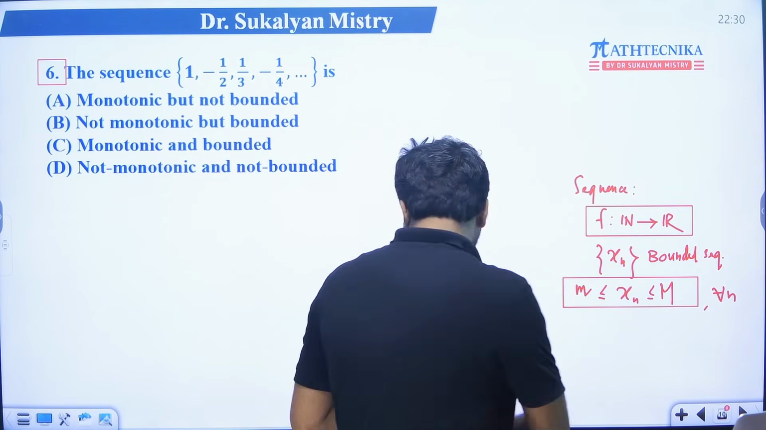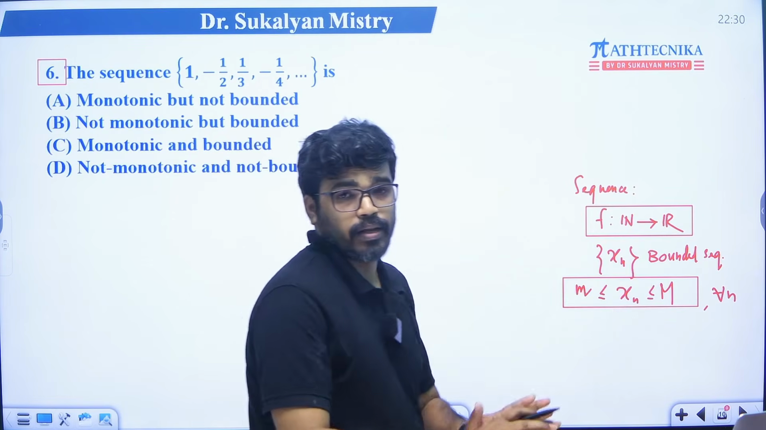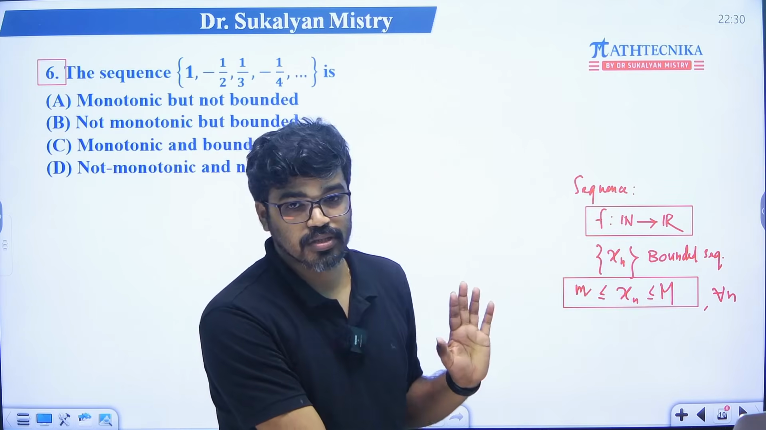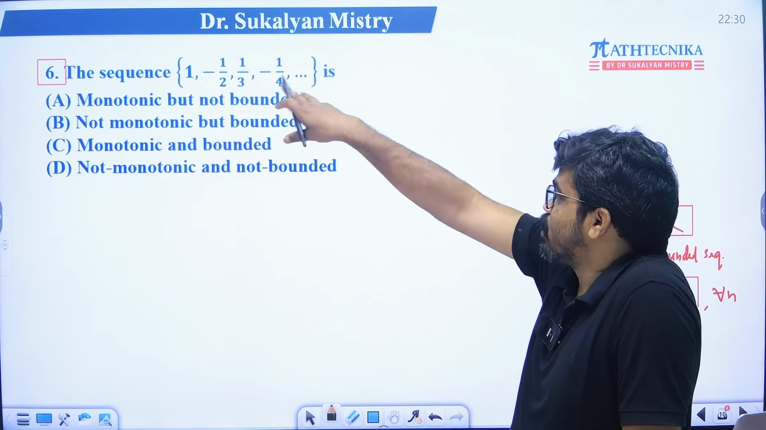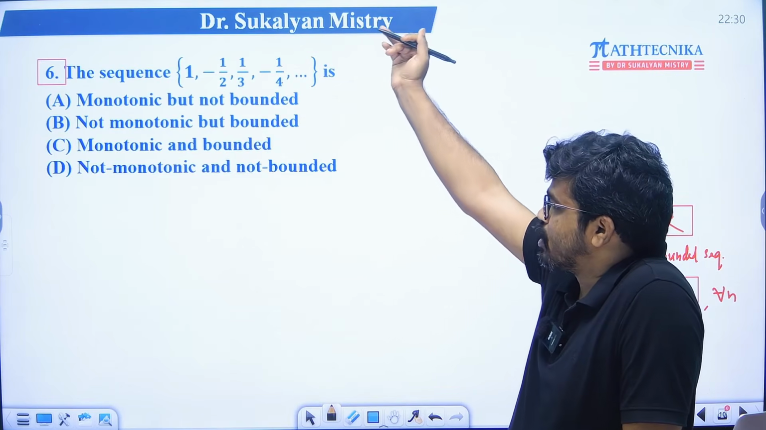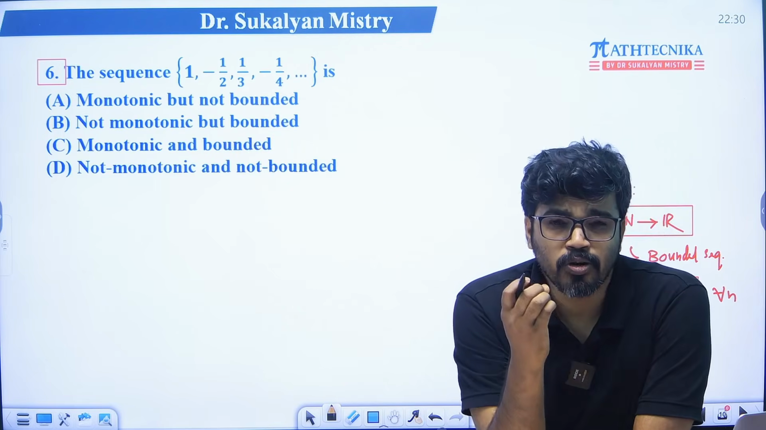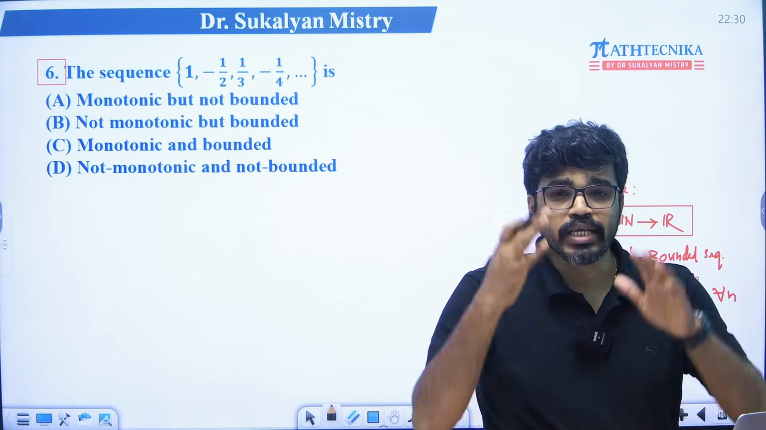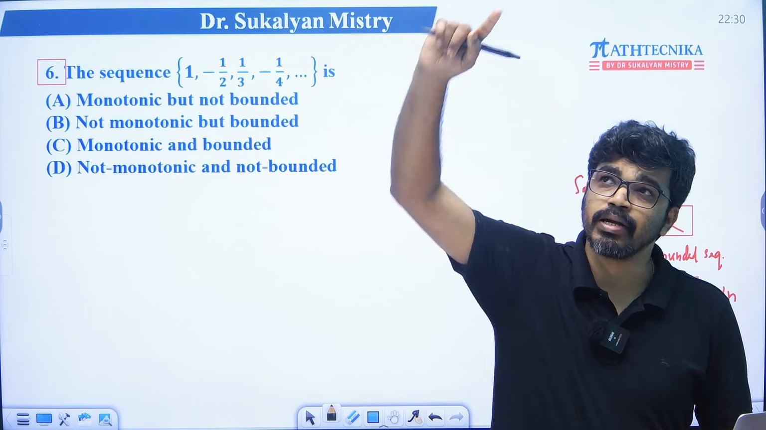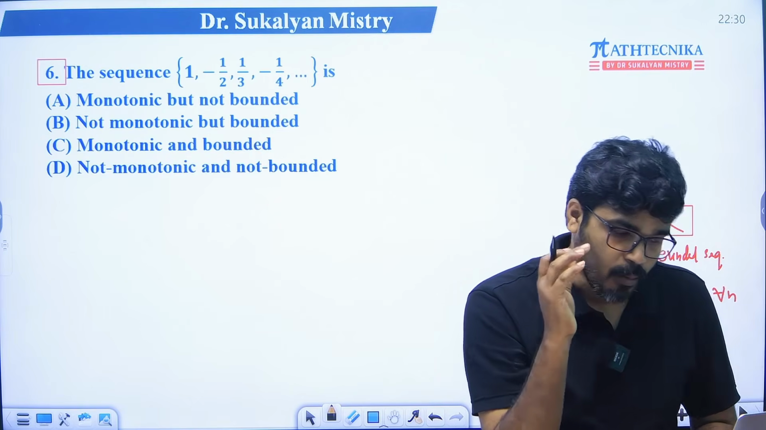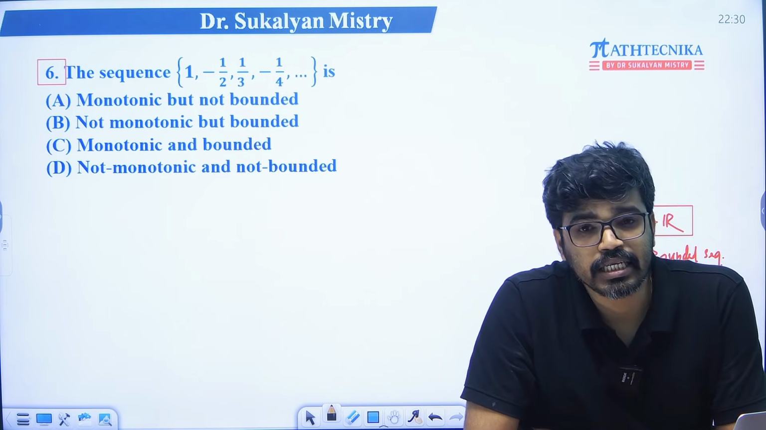Bounded sequence, that is, it is bounded above as well as bounded below, then it is called a bounded sequence. So see this, what is the answer? The sequence is monotonic but not bounded, or not monotonic but bounded. Monotonic means either it is monotonic increasing or it is monotonic decreasing. It will never be that it increases and then decreases, that is not monotone. Monotone means either it is increasing or it is decreasing.